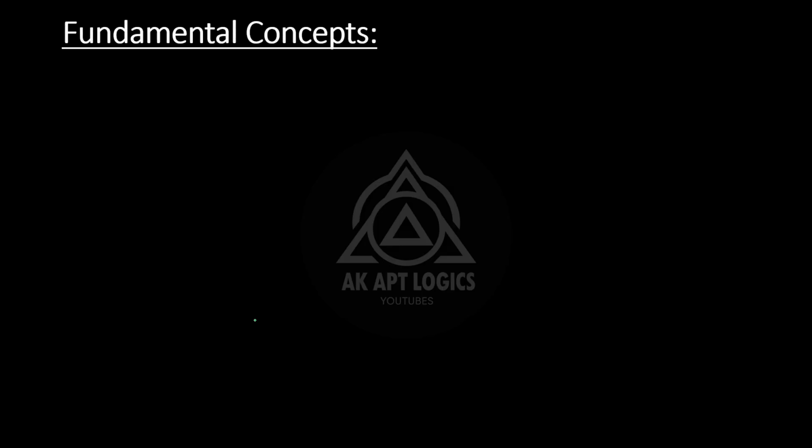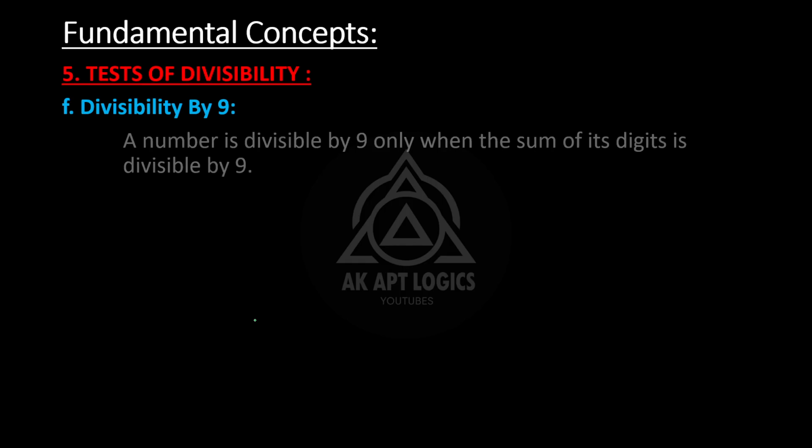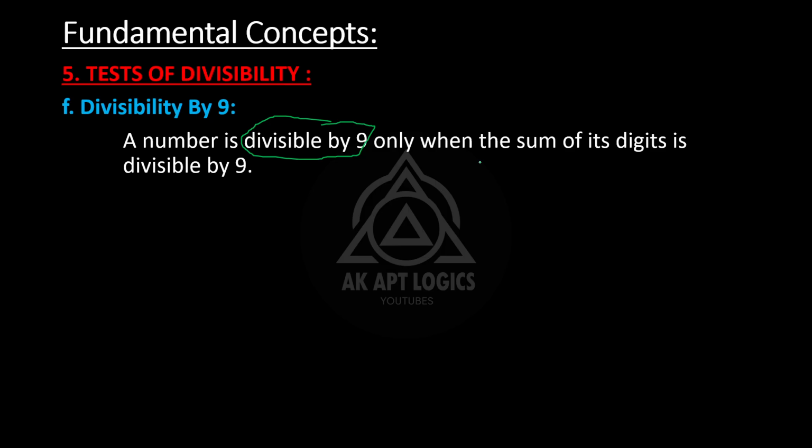Similarly, for 3 and 9, both are the same. For 3, if the sum of the digits of a number is divisible by 3, then we can say that the number is divisible by 3. For 9, if the sum of the digits in the number is divisible by 9, then we can say that the number is divisible by 9. So this is the rule for divisibility by 9.